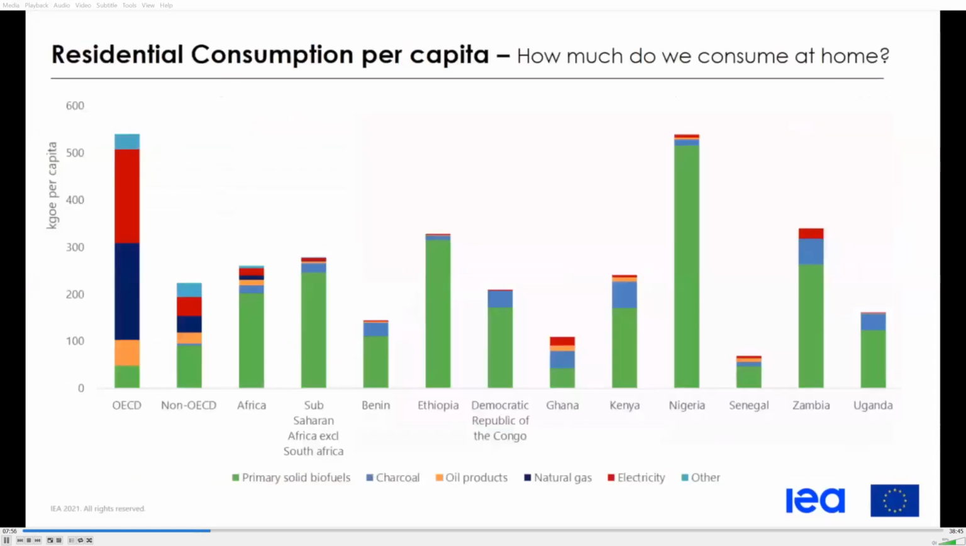Another indicator is the residential consumption per capita. So how much are we consuming at home? In this chart, we can see that the difference between OECD countries and sub-Saharan Africa is quite large. In sub-Saharan Africa, we consume 50% less energy in the residential sector compared to OECD countries. However, traditional biofuels used in sub-Saharan Africa is quite large and inefficient, and the useful energy consumed per capita is much lower.